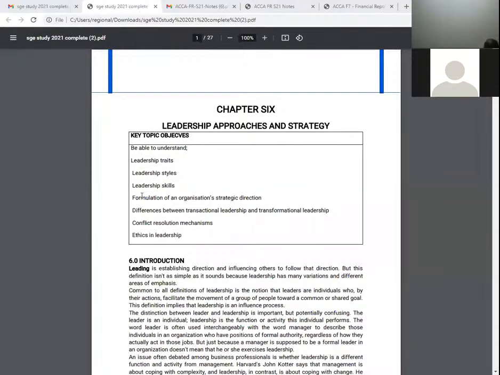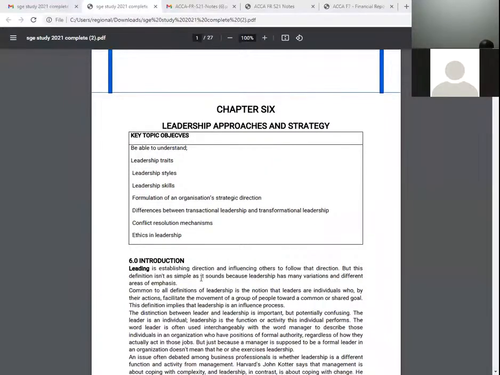Yes, leadership skills. We have how to formulate an organization's strategic direction, and the differences between transactional leadership and transformational leadership. We looked at this in our last class. Then conflict resolution mechanisms, and ethics in leadership, where we are supposed to be men of high integrity, right?